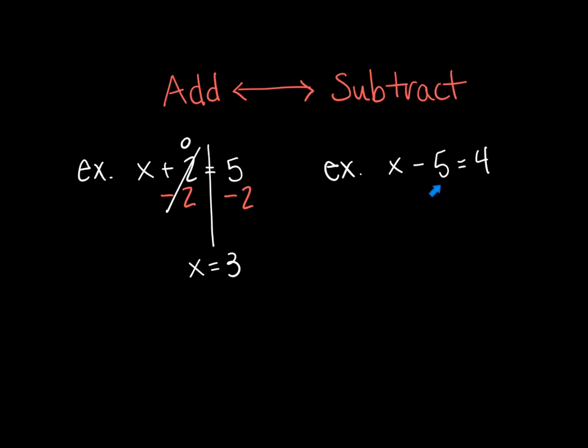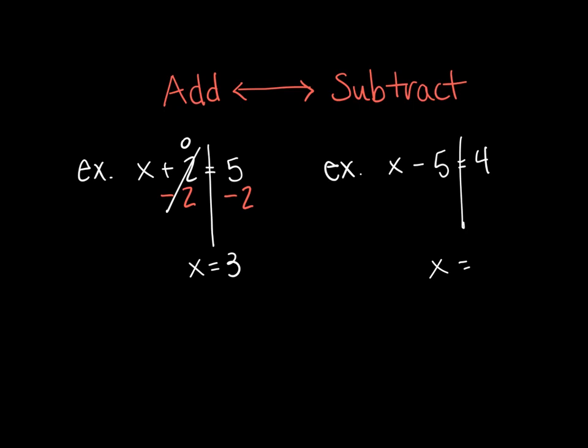In this example, we have x minus 5 is 4. That means something, take away 5 is 4. We'll use the same process that we used before. Draw a line through your equal sign to separate the left and right side. Remember that what you do to one side, you must do to the other to maintain equality, and our final answer will be x equals something.